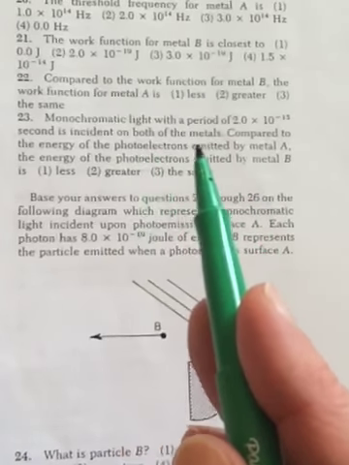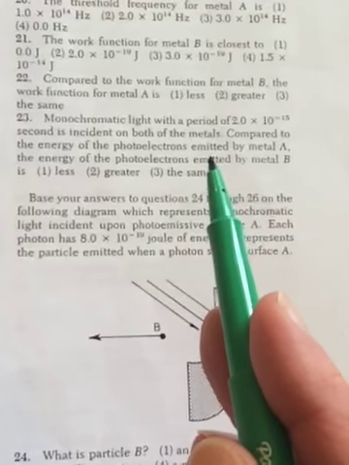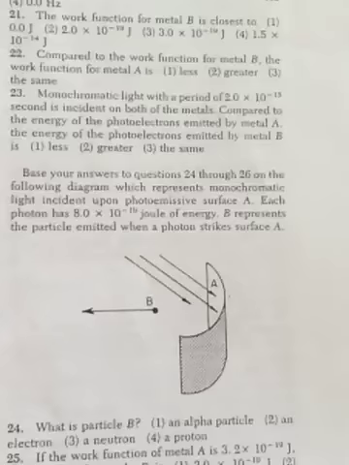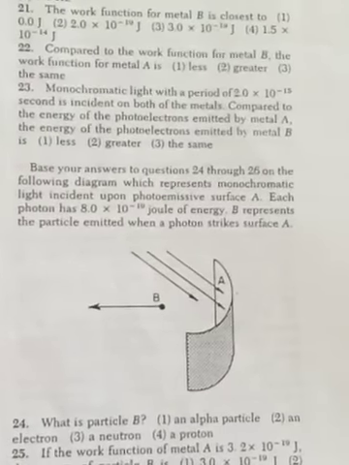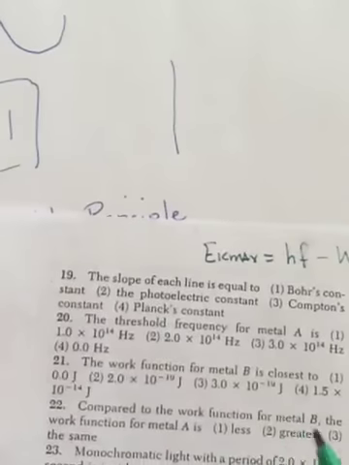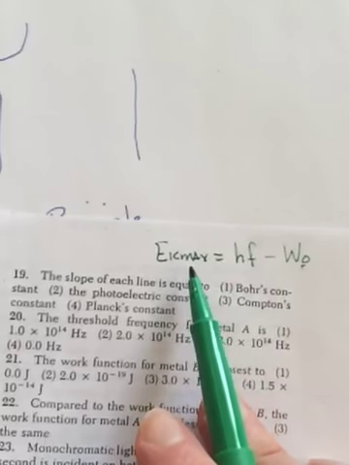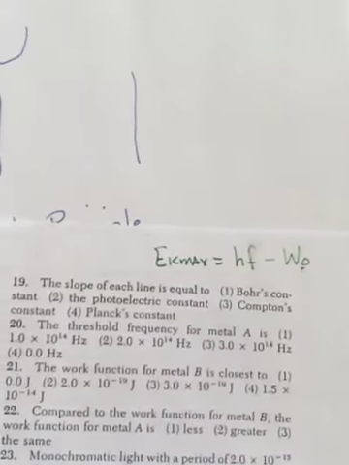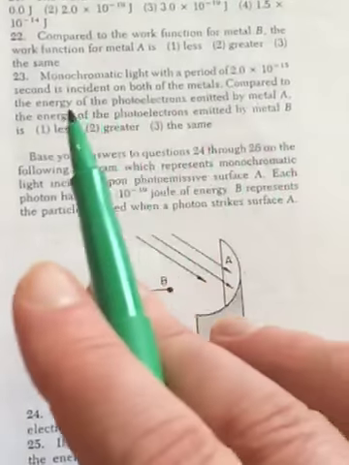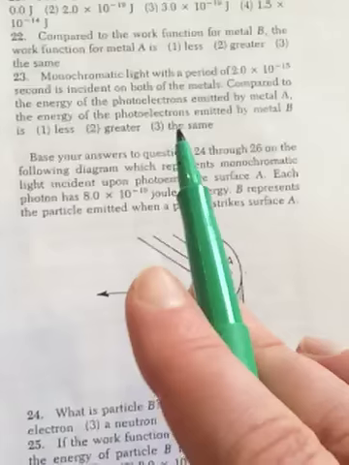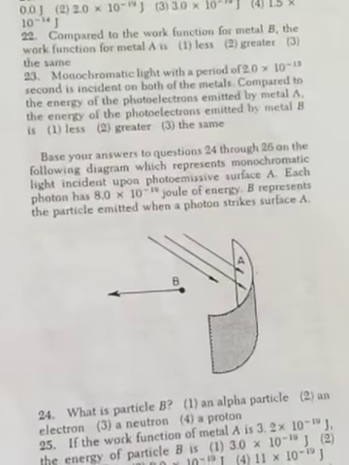Both compared to the energy of the photoelectrons. No, sorry. So the W0 is smaller for A, so the EK max is bigger. Sorry, the EK max for A is bigger because W0 is smaller. The EK max for B is smaller because the W0 is bigger. And this says, compared to the energy of A for the photoelectrons, the energy of B should be less. Sorry, I was doing it for W0.